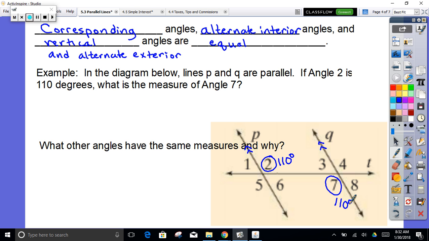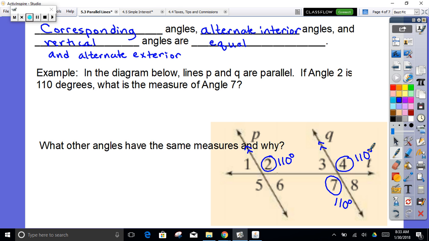Ailey? Angle 4 is also 110. Ailey, how did you know that angle 4 is 110? Good. Angles 4 and 7 are vertical angles. Angle 4 also forms another angle pair with angle 2. What are angle 4 and angle 2? What kind of angles are those?